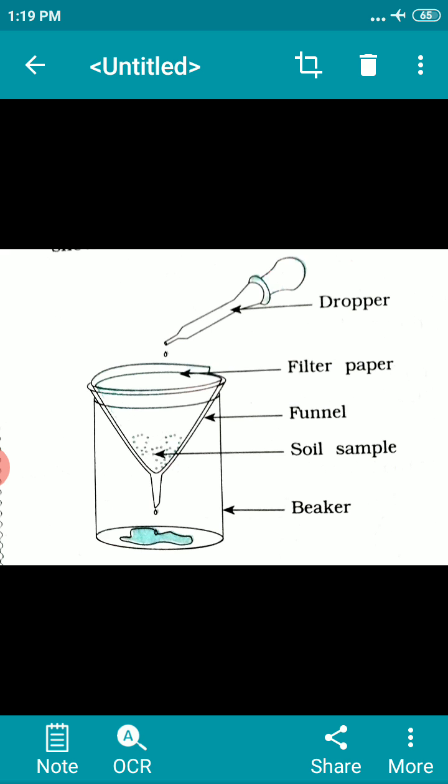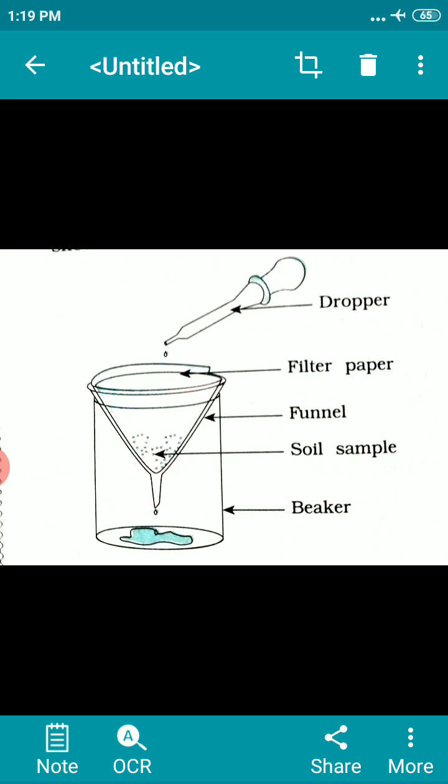Subtract the amount of water left in the measuring cylinder from the amount you started with. This is the amount of water retained by the soil. The weight of the soil we have taken is 50 grams. The initial volume of the water in the measuring cylinder is U ml and the final is V ml. So we can subtract it: U minus V. That means 1 ml of water has weight equal to 1 gram. That means (U minus V) divided by 50.